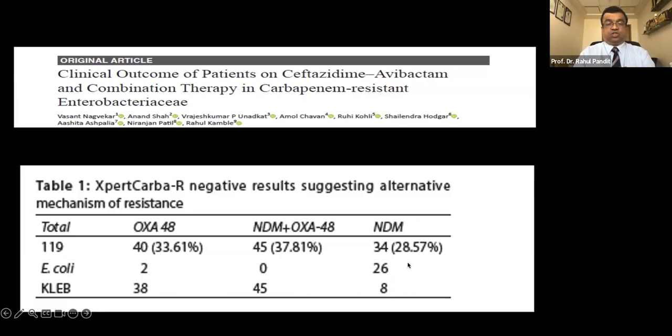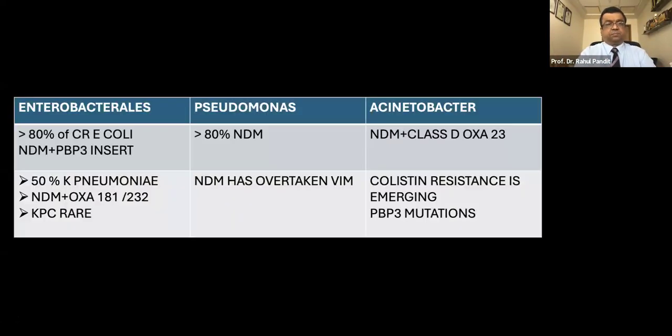coli, it is almost 26 patients out of the 34, which is roughly around 80% of them were NDM producers, and only few of them were Klebsiella. So isolated NDM with Klebsiella is very rare, but isolated NDM with E. coli is prevalent. Whereas when you come to Klebsiella, you see a combination of OXA48 plus NDM plus OXA48. And then, of course, this is the resistance pattern which we need to think of when we are prescribing antibiotics to these patients.